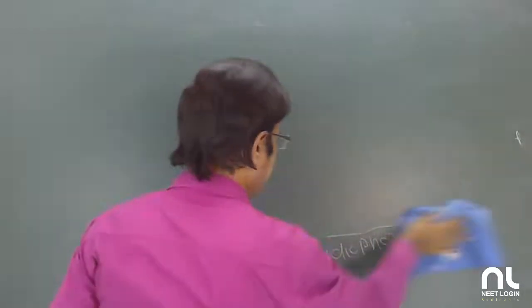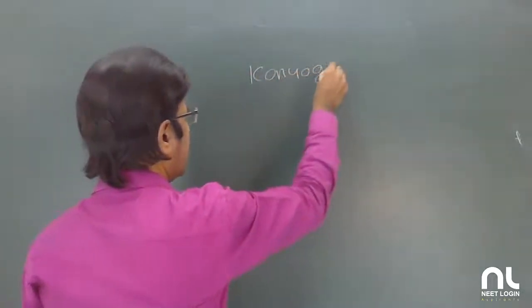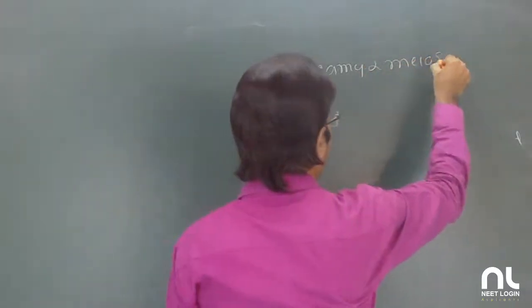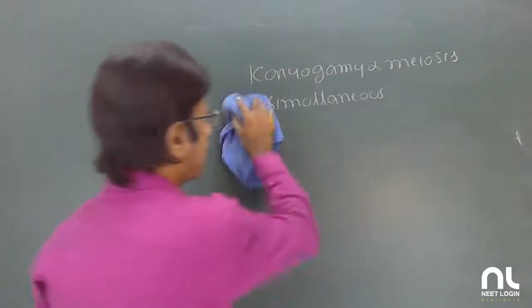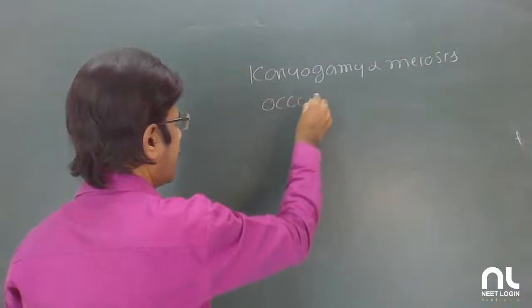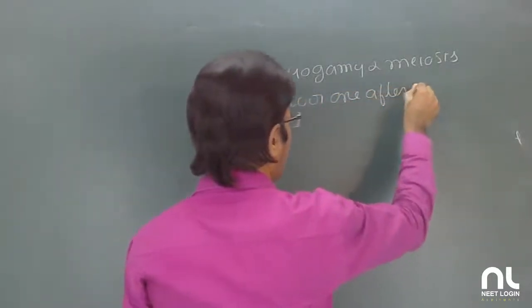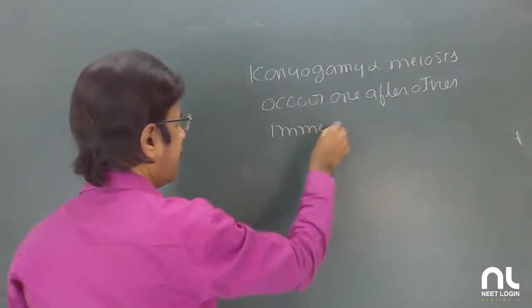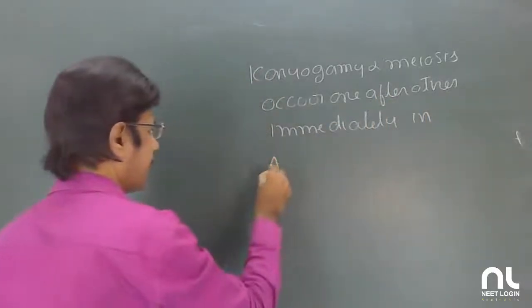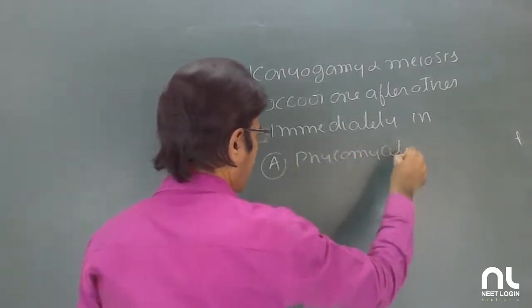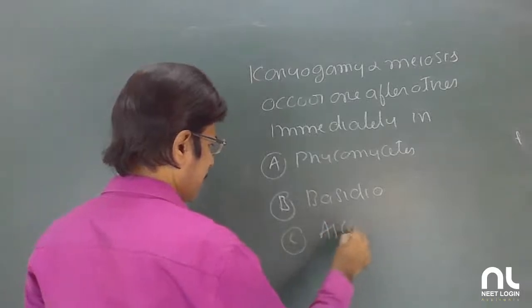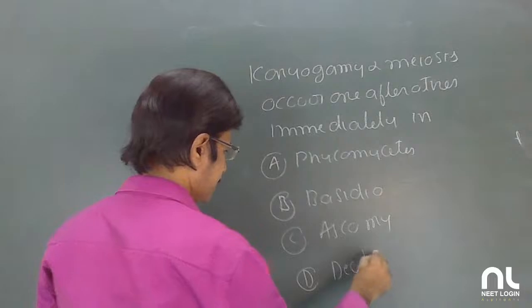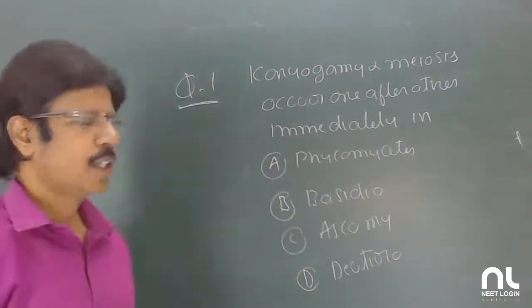So, karyogamy is immediately followed by meiosis in, simultaneous. Karyogamy and meiosis occur one after the other immediately in: A. Phycomycetes, B. Basidiomycetes, C. Ascomycetes, D. The question number 1.